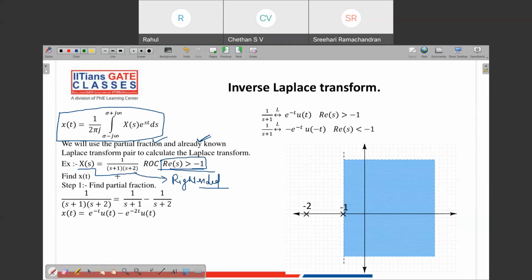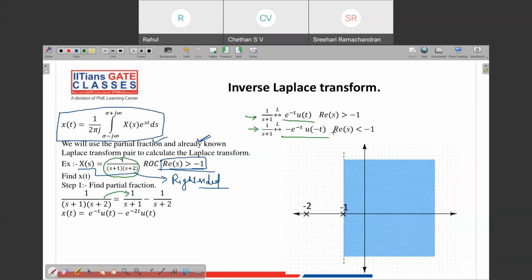The first step is to take the partial fraction of this. Once you take the partial fraction, you reach this point. Now here you have 1 by s plus 1. Now 1 by s plus 1 has two possibilities in inverse Laplace transform. First possibility is right-sided. Second possibility is left-sided.